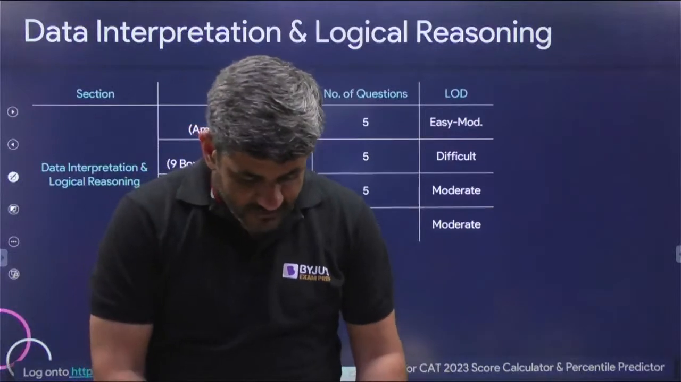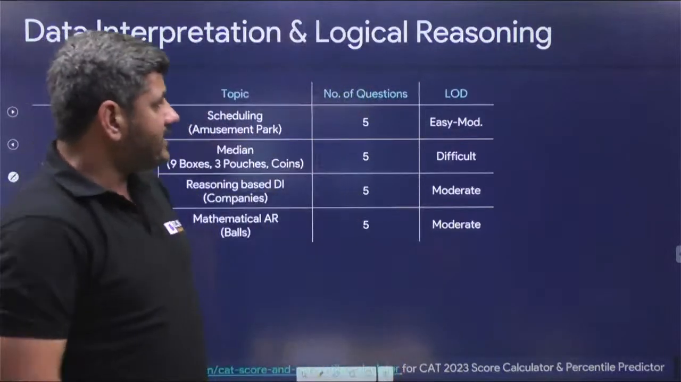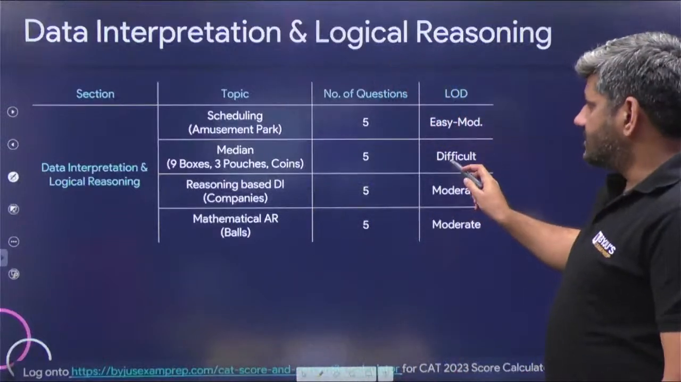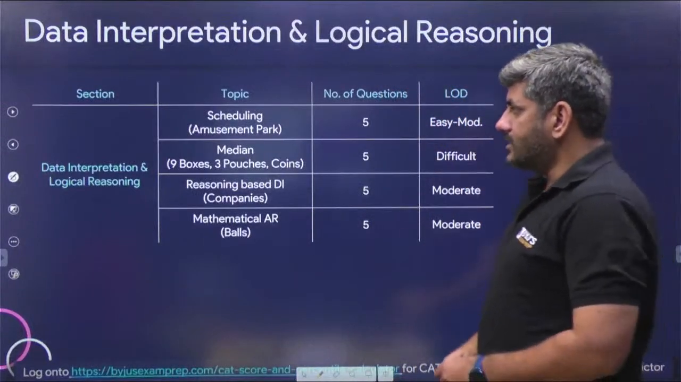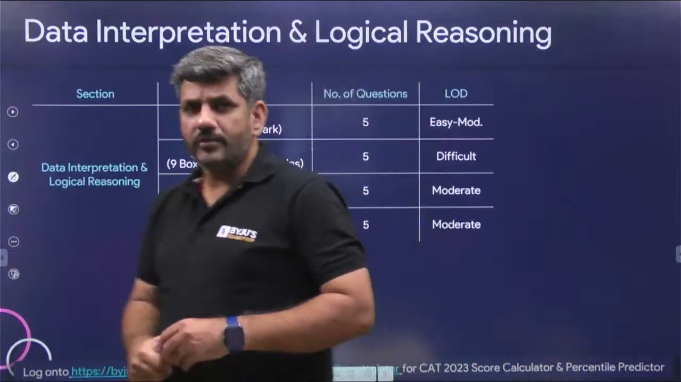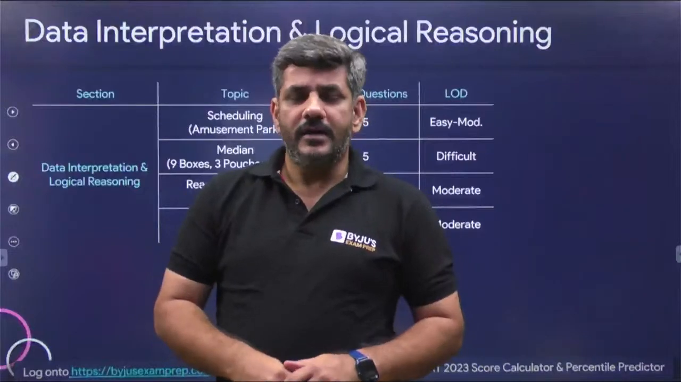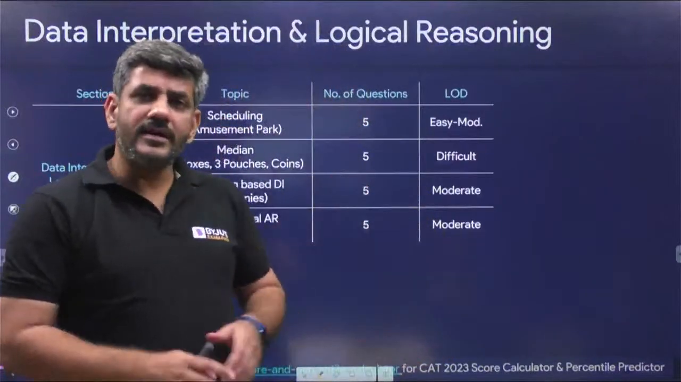So I'll start with LRDI. There were 4 sets in LRDI, and as I said, I found this set as the most difficult one. The one with 9 boxes, 3 pouches and coins. Of course, I did not do it, or you can say I could not do it. Did not get into it the moment I started looking at the set.